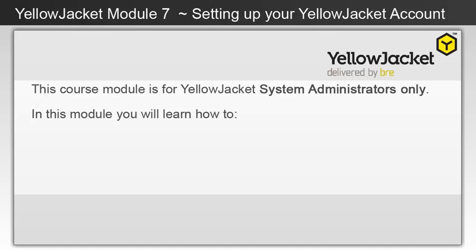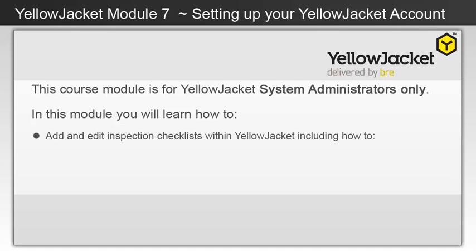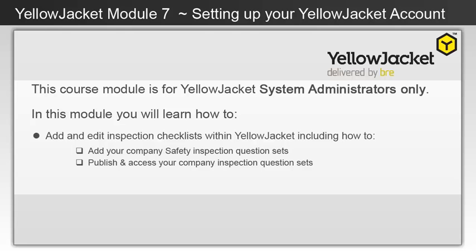So within this course module, you will learn how to add and edit your inspection checklist within Yellow Jacket, including how to add your company's own safety inspection question sets, how to publish and access your company's inspections, and lastly, to understand the difference between inspections and audits within Yellow Jacket.